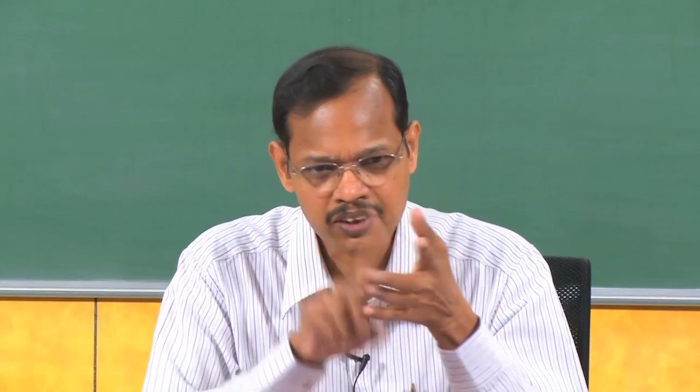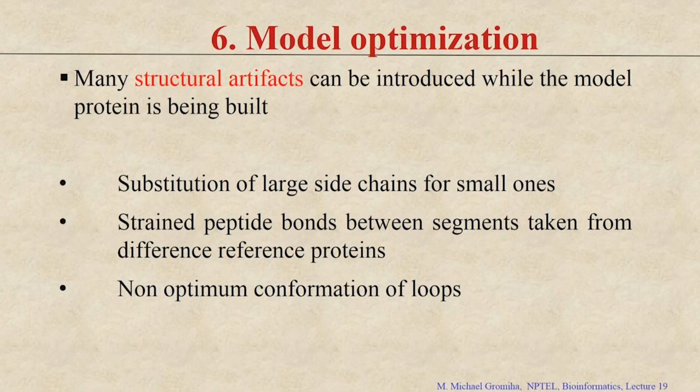For example, if you have the template, and you have the backbone, the side chains and the loops, then you have the crude model. Now, what we need to see is that during these steps we introduce several artifacts. What are the various artifacts? We replaced several amino acid residues, for example large side chains for small ones, alanine to valine. Whether they are sterically allowed or not, we have not checked.